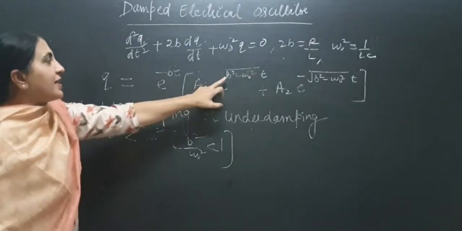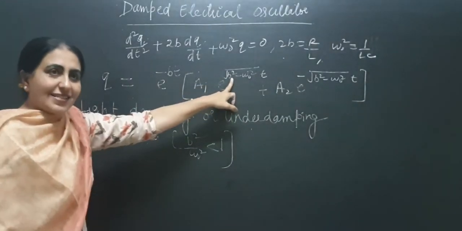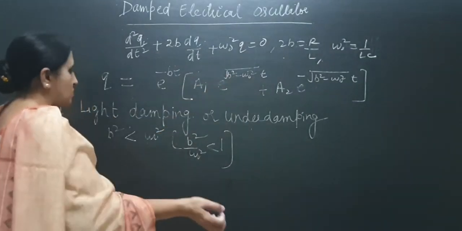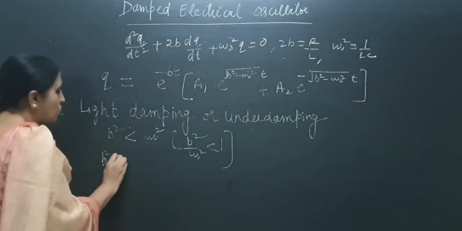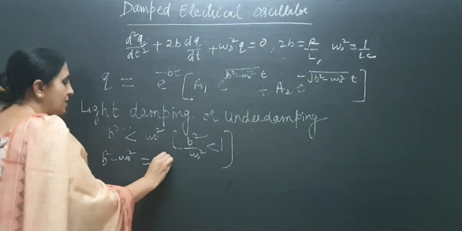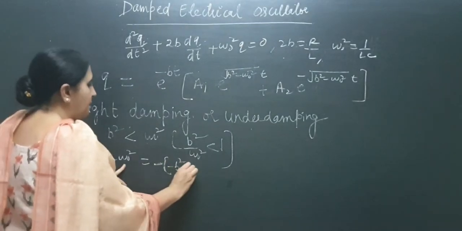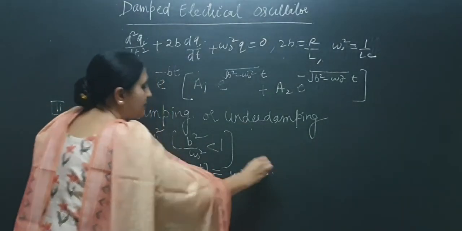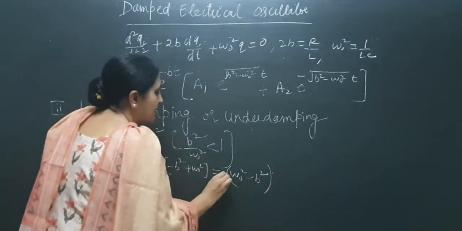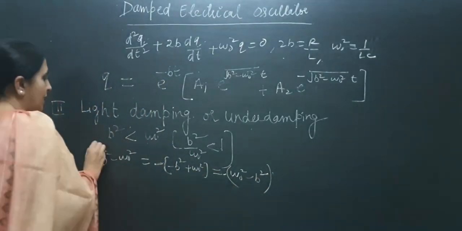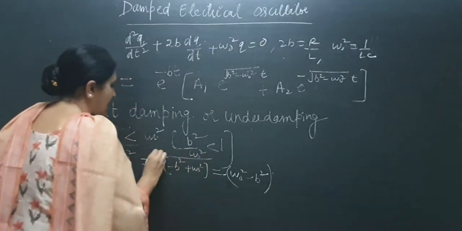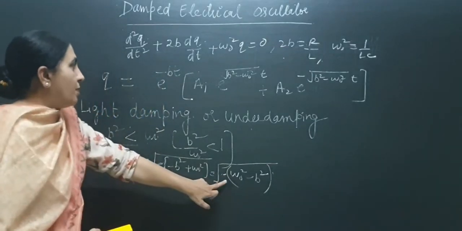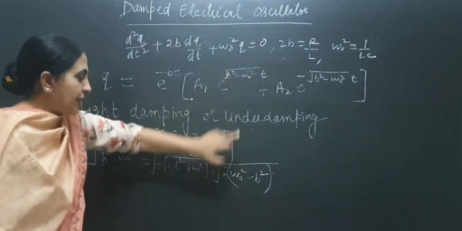Clear? Now b square is less than omega naught square, here b is in front and omega naught square in the next. So you can write here b square minus omega naught square, taking minus common, so minus b square plus omega naught square, or you can say this is equal to omega naught square minus b square, and the minus is outside. Okay, now this is under root, you can take under root of this, and minus omega naught square plus b square under root. Here same term only.